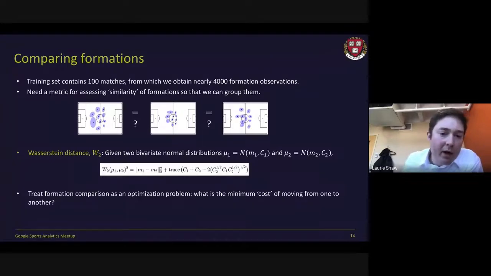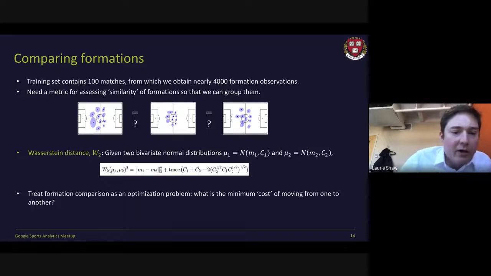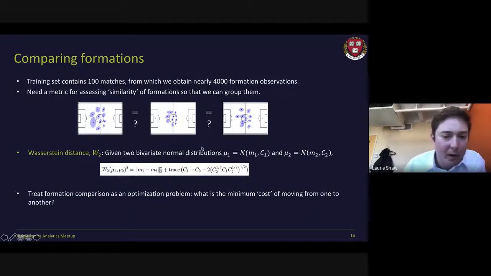So we quantify the similarity of formations using the Wasserstein distance. In the simple case of just two bivariate normal distributions, each with their own mean and covariance matrix, the Wasserstein distance between these two distributions would be given by the expression in this white square.